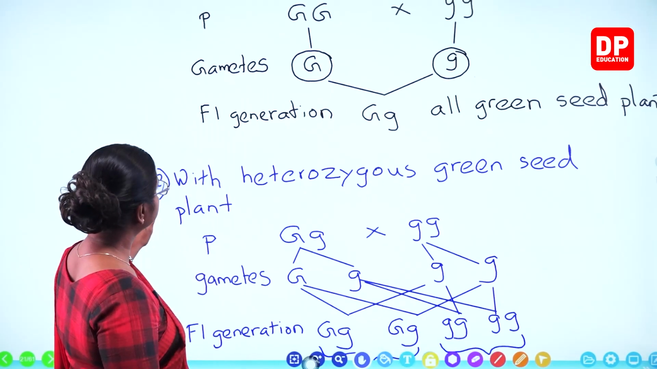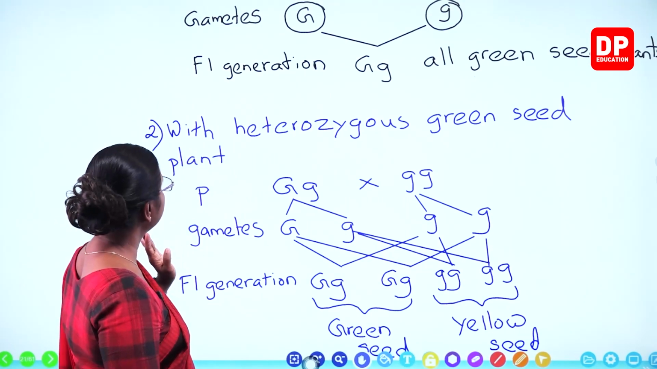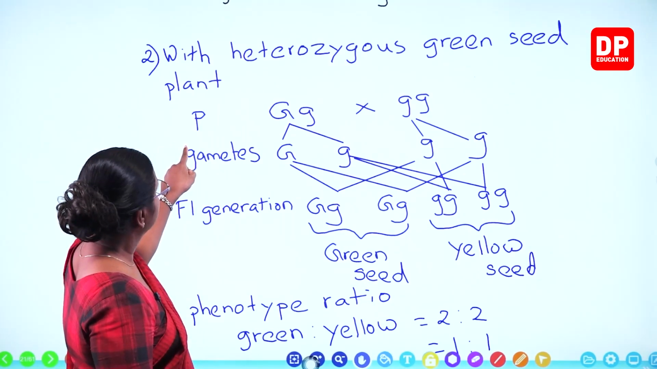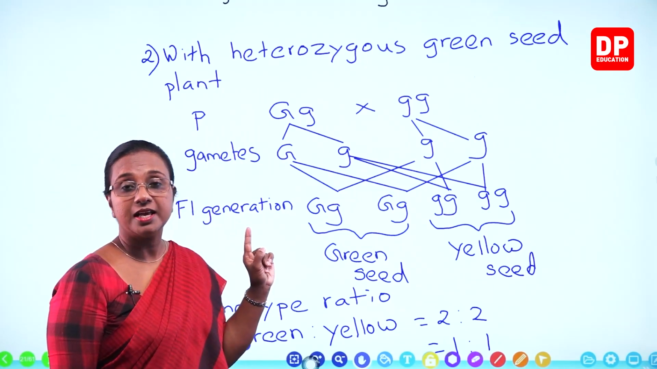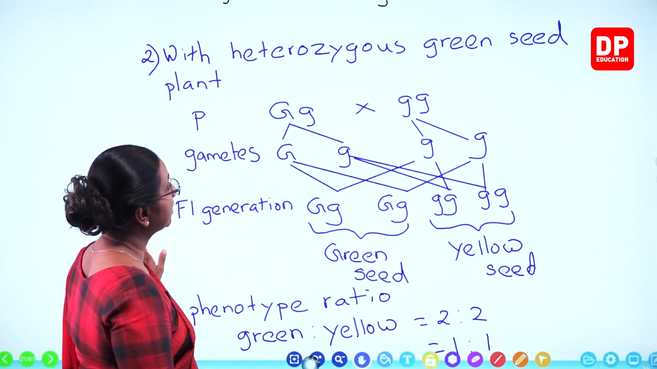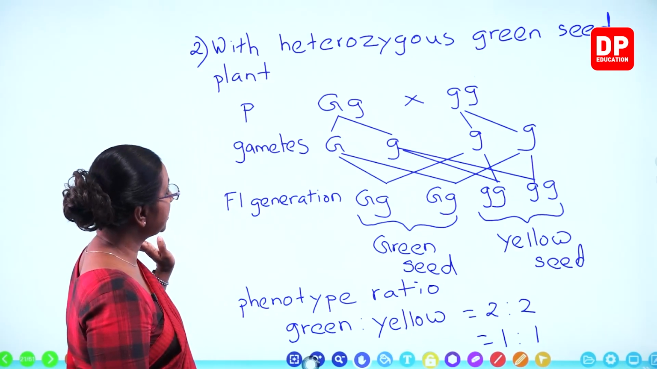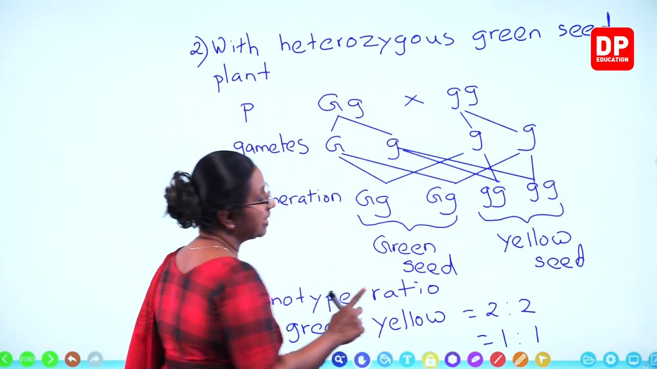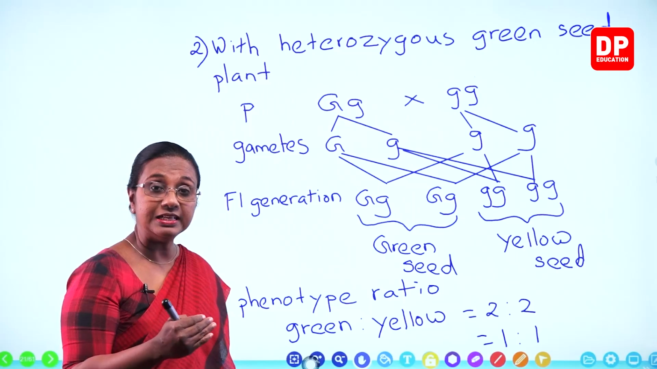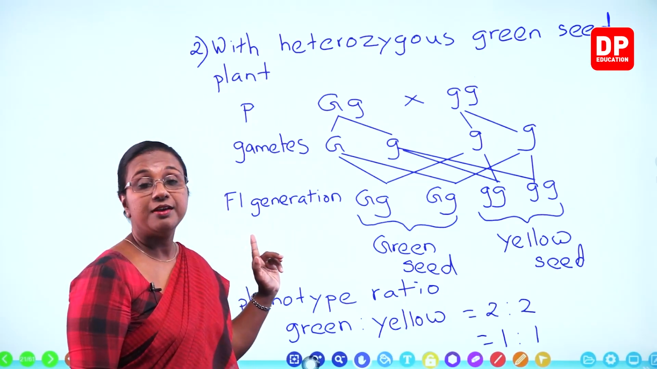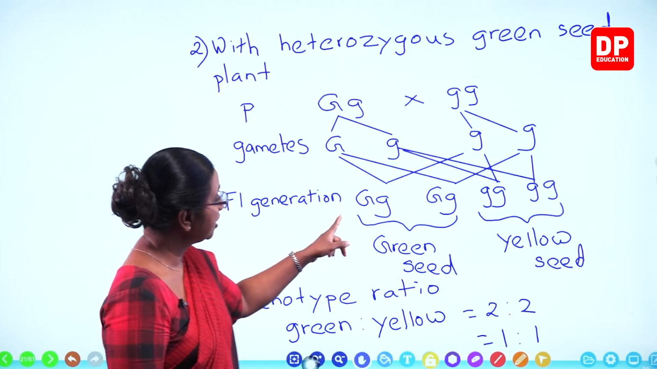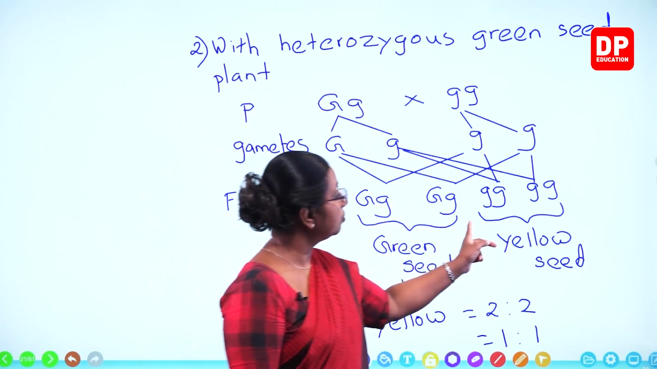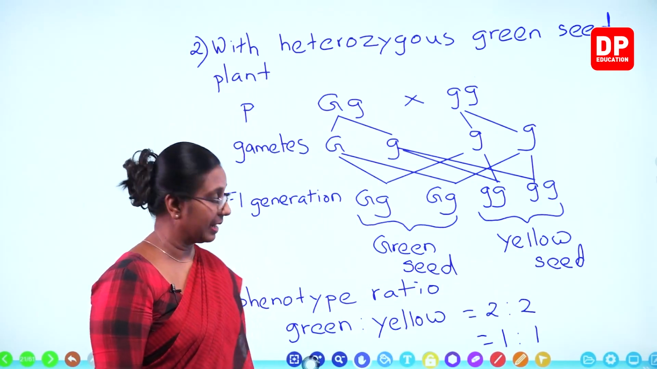Then with the heterozygous green seed plant, you carry out the same procedure. Parents, capital G, small g, the heterozygous nature. Then you have the second parent, small g, small g, and the gametes. You have two types of gametes here. There is only one type for the second parent, but you have to write it twice so that you get the correct ratio for the F1 generation. So in the F1 generation, you get two heterozygous green seed plants and two homozygous yellow seed plants.